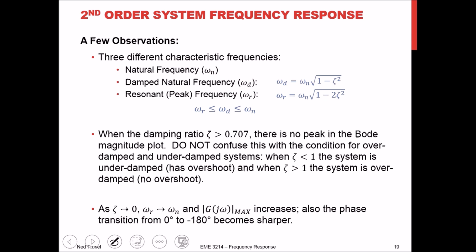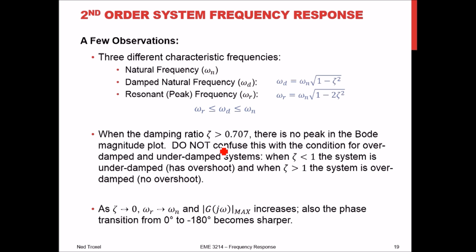Just a few more things before this video closes. We have 3 different characteristic frequencies. The natural frequency, the damped natural frequency, that was a frequency that we had for time response, okay? And it was equal to omega n times the square root of 1 minus zeta squared, okay? And now we have a third, which is a resonant or a peak frequency, omega n times the square root of 1 minus 2 zeta squared, okay? So the lowest will be omega r, then omega d, and finally omega n. Okay, so they will not be equal.